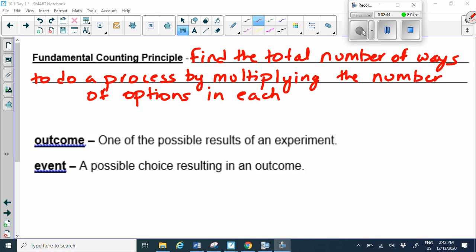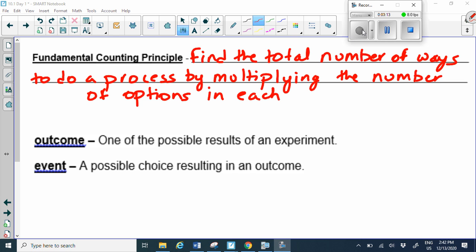Now, notice for outcome, that is one of the possible results of our experiment. So like in our Dunkin' Donuts, basically the outcomes would have been like the sizes. So large, extra large, small, medium. Event, okay? Possible choice resulting in that. So basically you could have a small, medium coffee, or you could have an extra large dark roast. So those would be kind of your events that would happen there, okay?